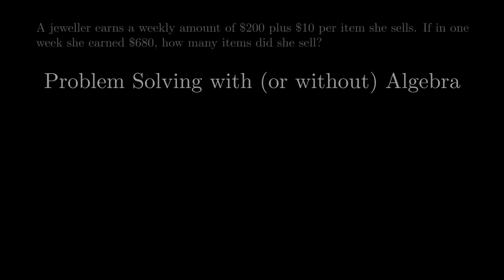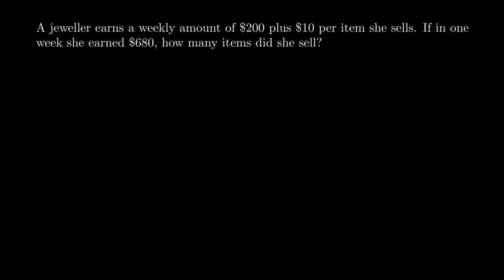Okay, so let's begin. A jeweler earns a weekly amount of $200 plus $10 per item she sells. If in 1 week she earned $680, how many items did she sell? The way to do this, if we hadn't learned anything about equations, would be to know that every week you earn 200 regardless, and so if you earned 680 in total, that must mean that you earned 480 from the things you sold, and so on. That's okay. I'll still give you the idea of how to make a formula with this sort of easier example so that we can use these ideas for harder examples, right?